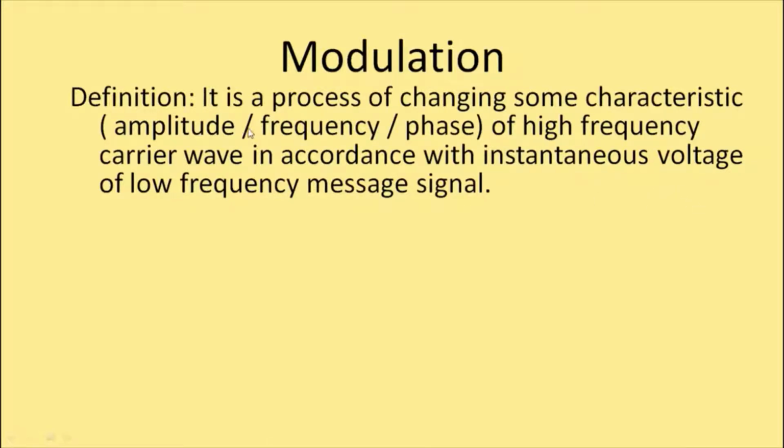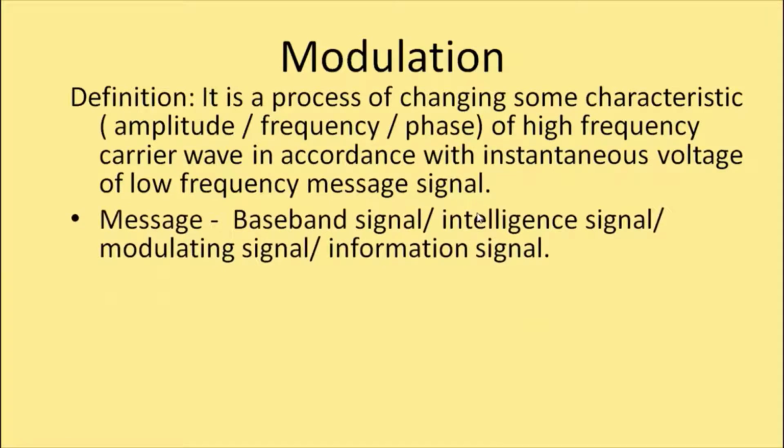Okay, so now let's get back to the complete definition. Modulation is nothing but a process of changing some characteristic, which could be the amplitude or frequency or phase of a high frequency carrier wave in accordance with the instantaneous voltage of a low frequency message signal. The message signal is also known as baseband signal or intelligence signal, or also as modulating signal or information signal.